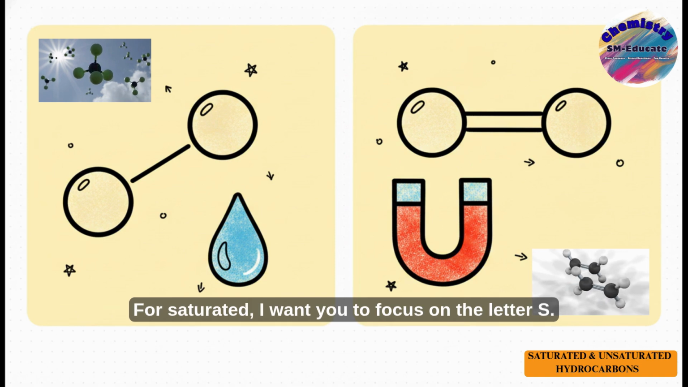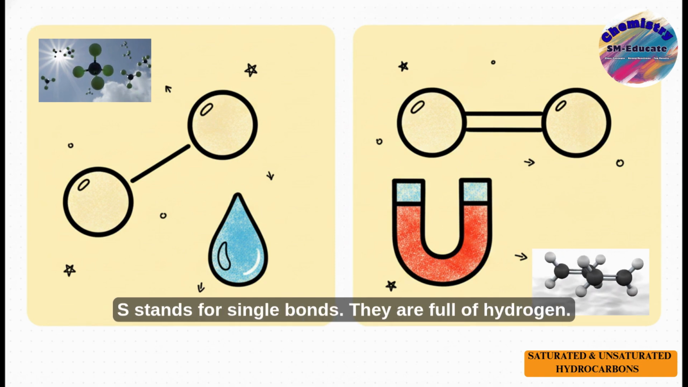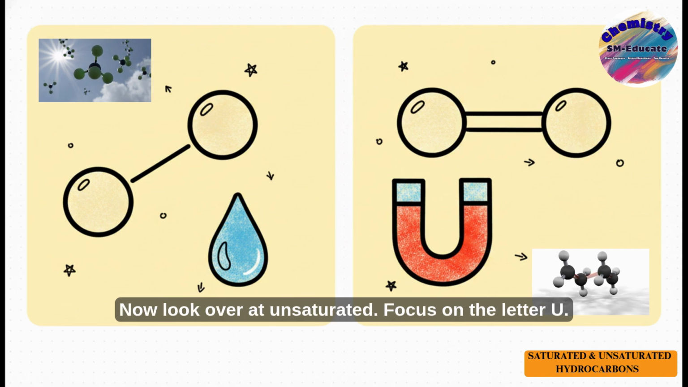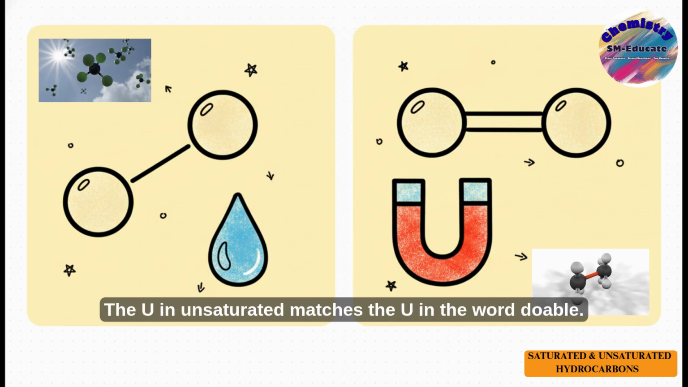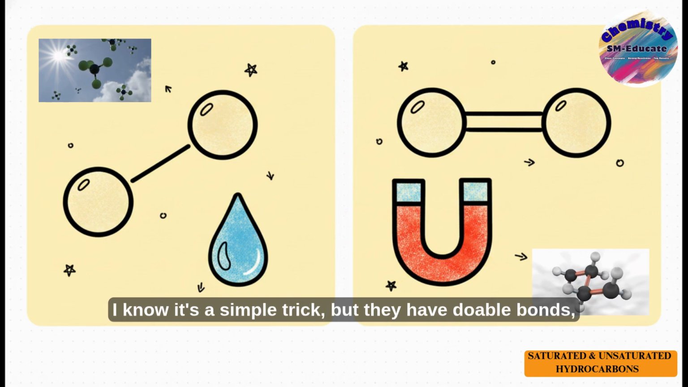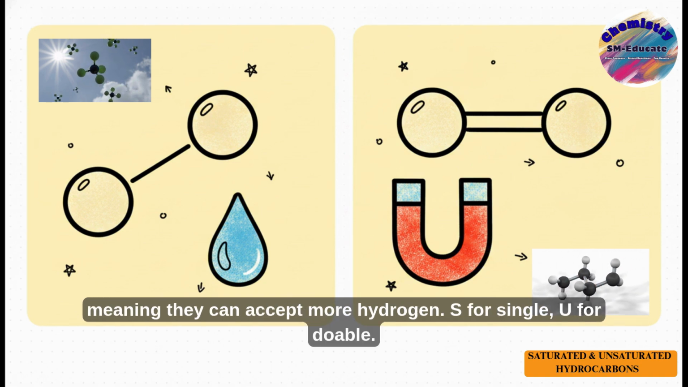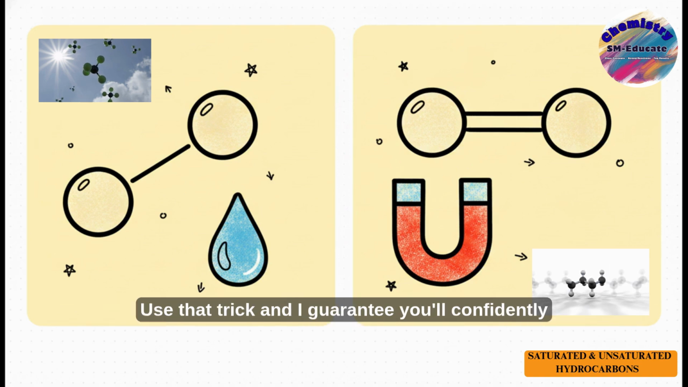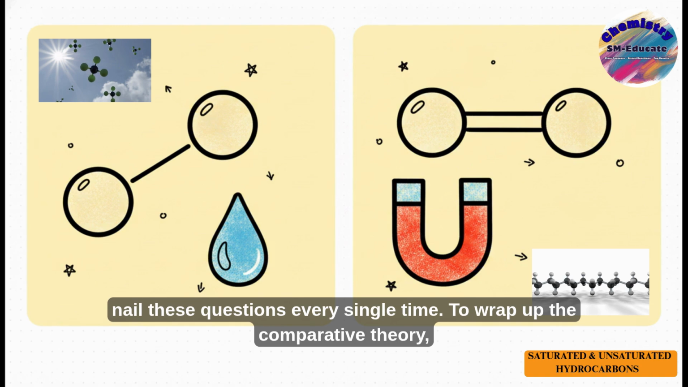For saturated, I want you to focus on the letter S. S stands for single bonds. They are full of hydrogen. Now look over at unsaturated. Focus on the letter U. The U in unsaturated matches the U in the word doable. I know it's a simple trick, but they have doable bonds, meaning they can accept more hydrogen. S for single, U for doable. Use that trick and I guarantee you'll confidently nail these questions every single time.